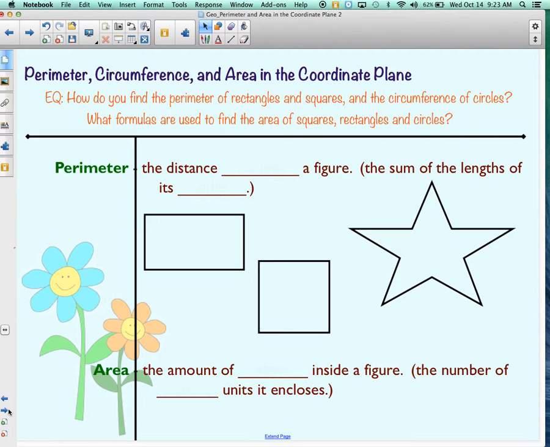All right. Perimeter and area are things you have dealt with. What does perimeter tell us? It's the outside, so it's the distance around a figure, yes? Or the sum of the lengths of its sides. Sum means, what do you do? Add, subtract, multiply, what does sum mean? There you go, sum. So, sum of the lengths of the sides. So you add up all the sides.